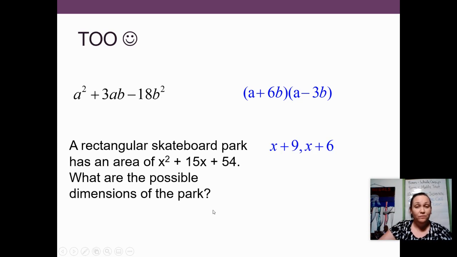For the word problem, we're not going to necessarily write it the same way because it's asking what are the dimensions. So we want a length and then we want a width. So you can put a comma in between them, or yesterday we did x plus 9 and we wrote the word by, and then we did x plus 6. That would also be fine.